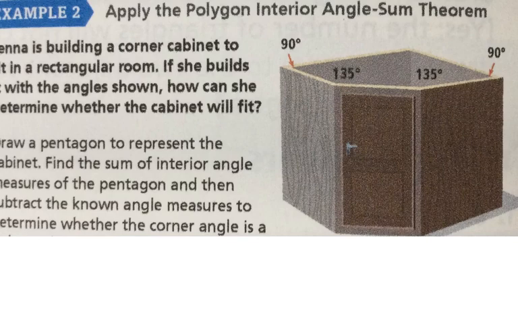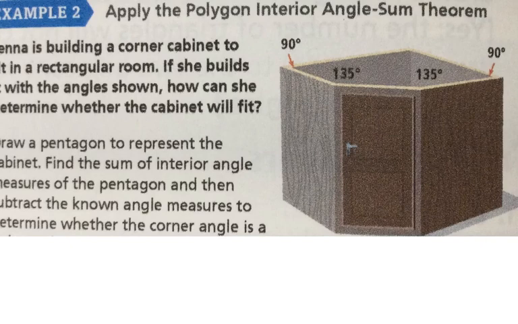Okay, so here's a problem. We're going to have a little bit more details. It says Jen is building a corner cabinet to fit in a rectangular room. If she builds it with the angle shown, how can she determine whether the cabinet will fit?